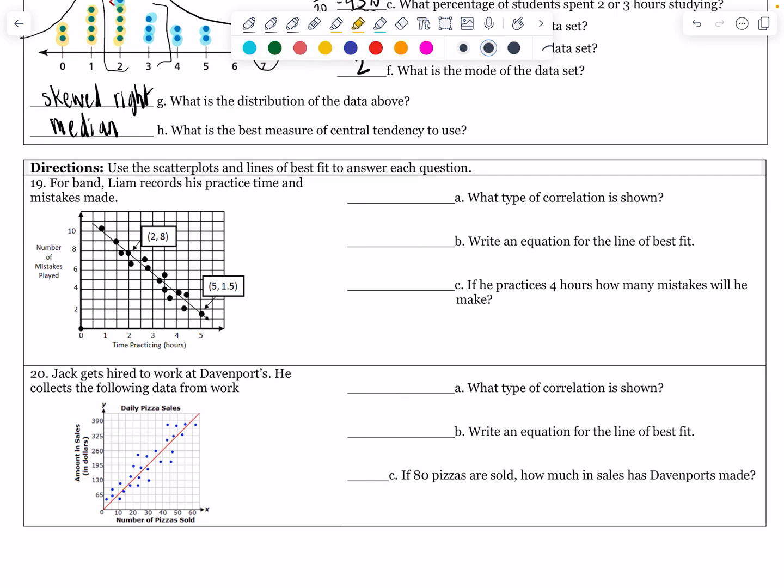All right, now we're going to look at some scatter plots. Use the scatter plots and lines of best fit to answer these questions. What type of correlation is shown? Well, since there's a negative slope, this is going to be negative correlation.